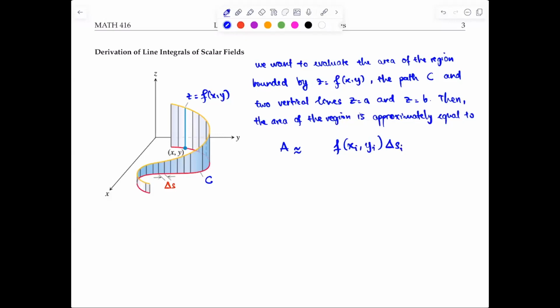So this product right here is just the area of the ith rectangle. That is, delta s is the width and f of x sub i comma y sub i is the height of the rectangle. So here I want to note that this one is the area of the ith rectangle. Now you break down into n sub-intervals or n rectangles. Therefore, to approximate the area, you take the summation of this product, for i going from 1 to n.